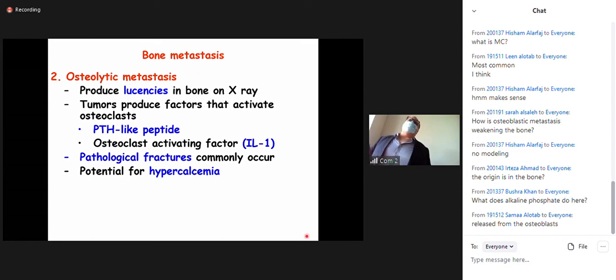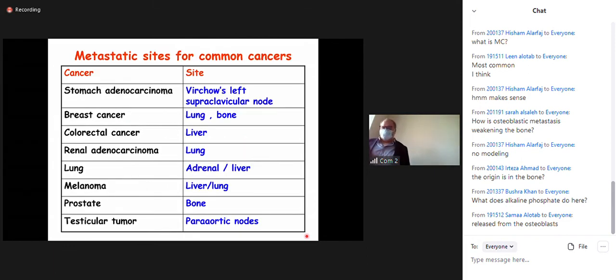This is why you see that hypercalcemia is one of the important features in malignant diseases, in neoplasia in general. Okay? So you know now where it's coming from.